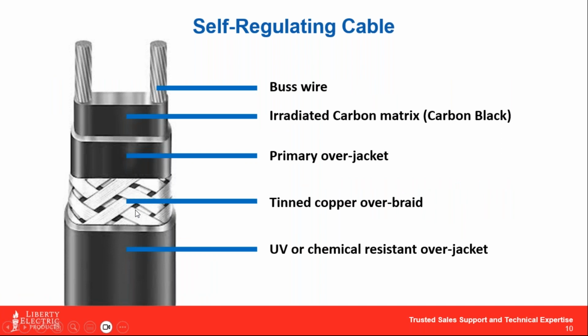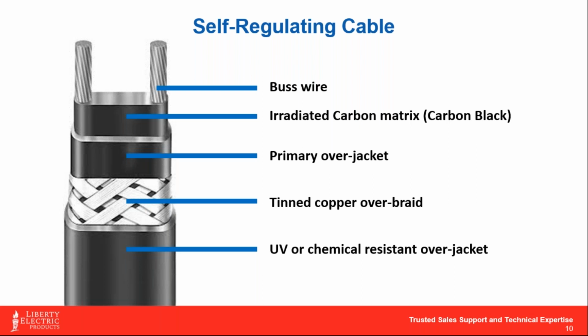All right. So when we look at how a self-regulating cable is constructed, as you can see, you've got these two parallel 16 gauge bus wires. It looks a lot like a piece of Romex cable. And then that second layer, I apologize, this is a black and white type picture, but that irradiated carbon matrix looks like black licorice, basically binding those two bus wires together. And that's really where all the magic happens in the cable. That's where your expansion and contraction is going on.